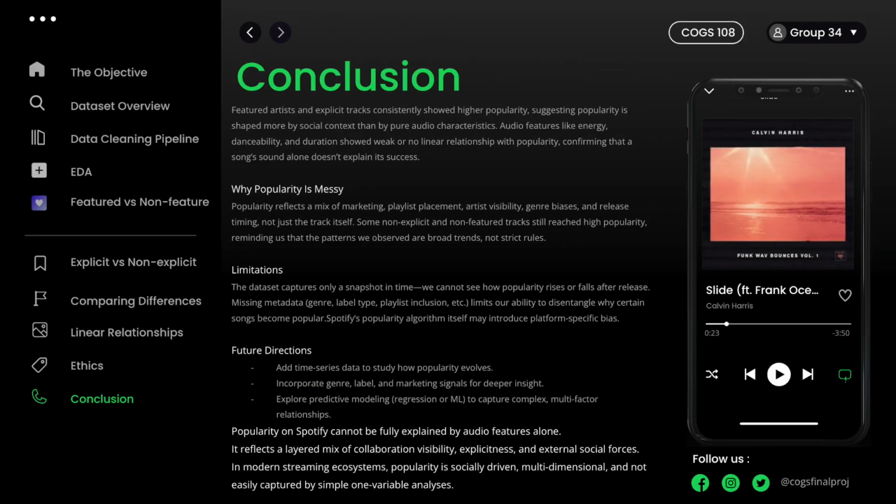Now, wrapping everything up, our main takeaway is that popularity on Spotify isn't really about the audio features themselves, but more about social factors like having a featured artist or whether a track was explicit or not. Those patterns showed up over and over again. Meanwhile, things like energy or danceability barely showed any relationship to popularity.